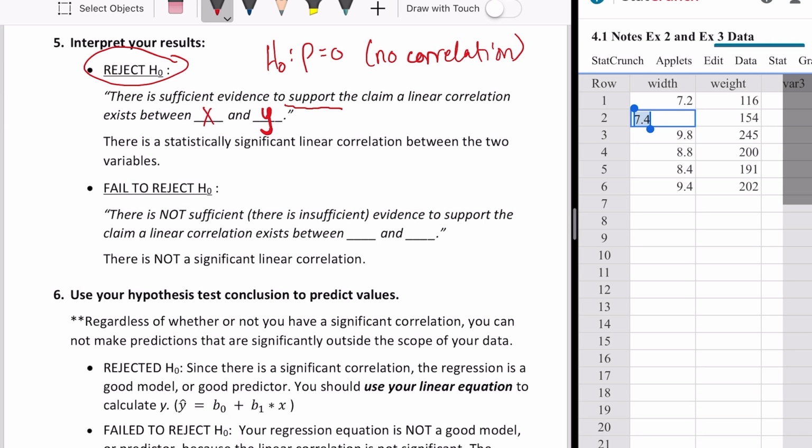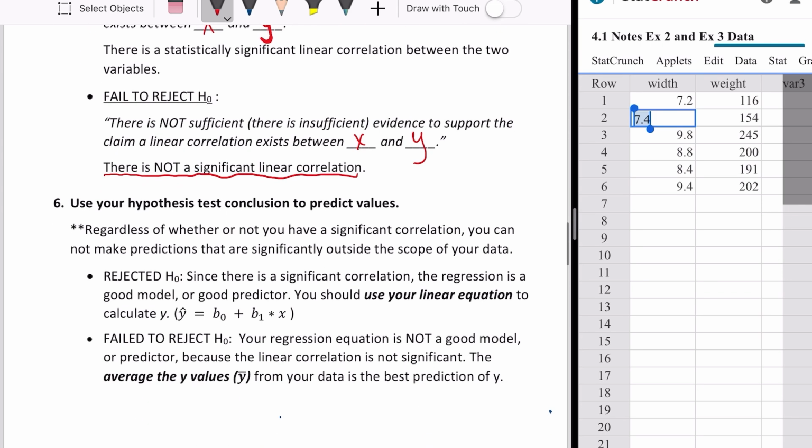And if I fail to reject, then I don't have enough evidence to say that there is some correlation between my x and y variables. So in that case, we would say there is not a significant linear correlation. So if I reject it, I have a significant linear correlation. If I fail to reject it, there's not enough evidence to support it. Exactly.